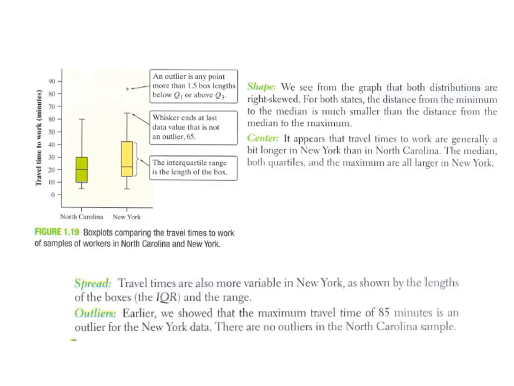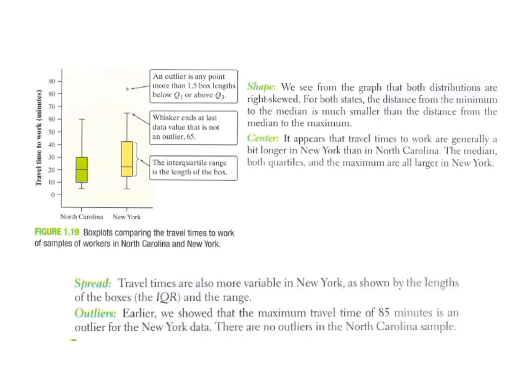Okay, so box plots are pretty good for comparing data sets. They don't give us super detailed information, but they're good for comparing two data sets to one another. Like if we look at what we have going on here, these are the two travel time sets. And so you can compare the two to one another. For instance, if we look at the shape, you can see that both distributions are right skewed. For both states, the distance from the minimum to the median is much smaller than the distance from the median to the maximum. You notice they are comparing and contrasting the two.